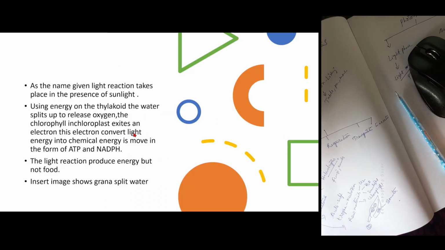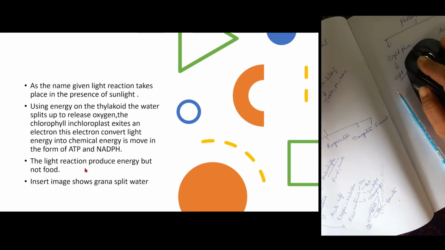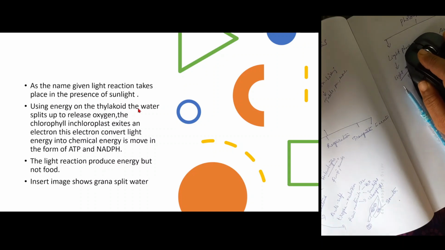Before that, see the light reaction. As the name is given, the light reaction takes place in the presence of light. Using the energy on the thylakoid, the water splits to release the oxygen. The chlorophyll in chloroplast excites an electron. This electron converts the light energy into chemical energy, which is stored in the form of ATP and NADPH. The light reaction produces energy but not food.